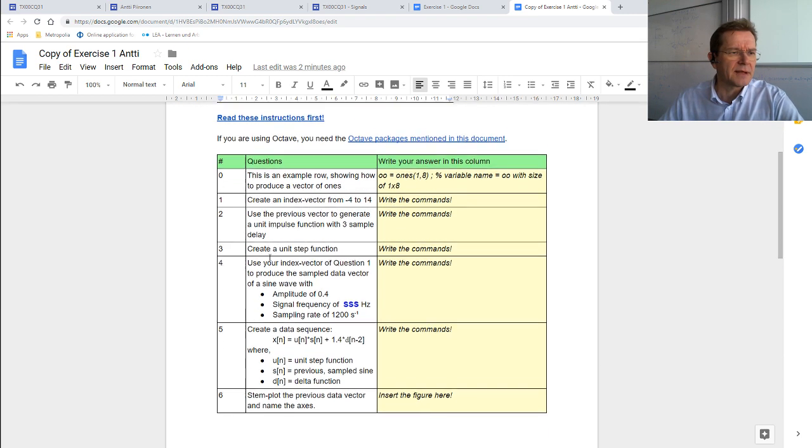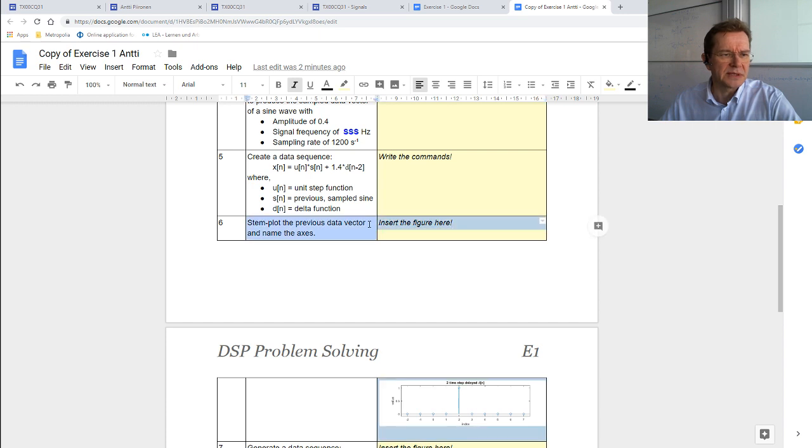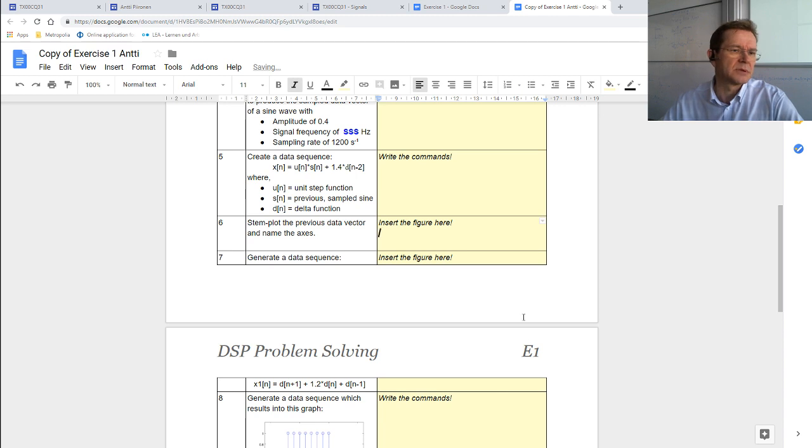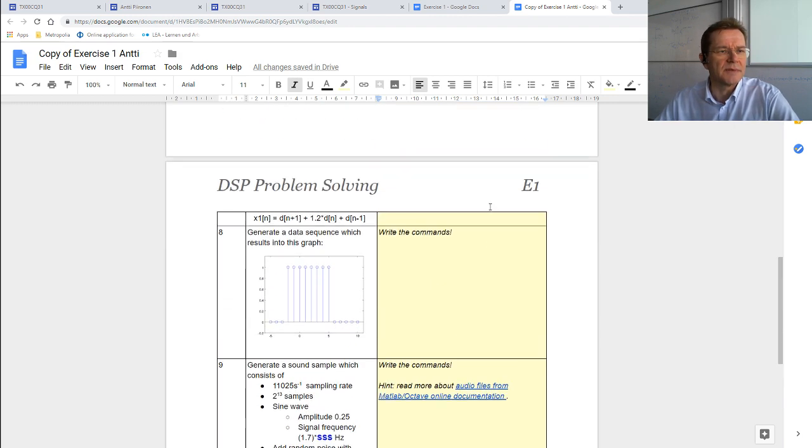All right, and then there are simple questions, 10 of them, each worth 1 point. And basically what I'm expecting is on this yellow section, in here I expect you to copy paste the commands from MATLAB, or insert figures. There's an example. I'll just remove that one. So insert a figure. I expect a figure. Write the commands. I expect the commands.